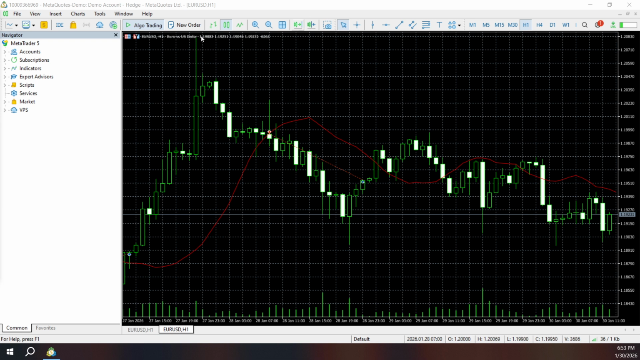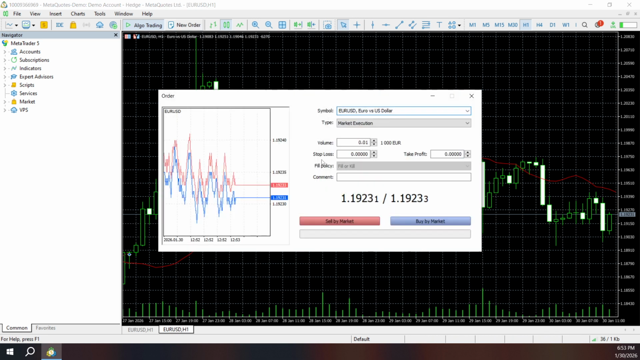Next, look to the top of the platform and click New Order. This opens the order ticket, which is where you'll configure everything about your trade. If you prefer shortcuts, many users also bring this up with a hotkey, but clicking the button at the top is the most straightforward way to get there and is consistent across most setups.